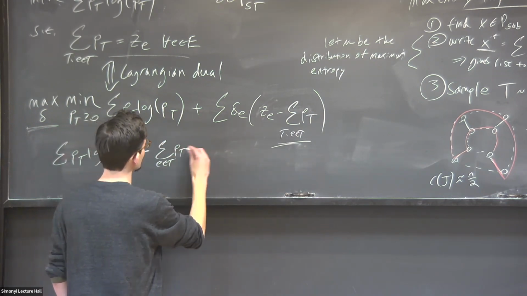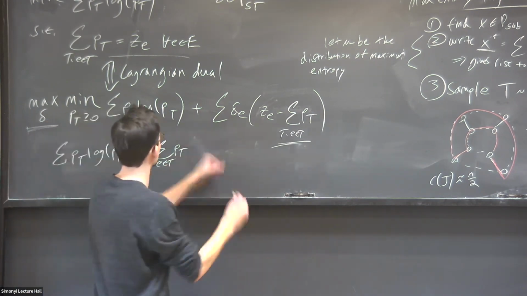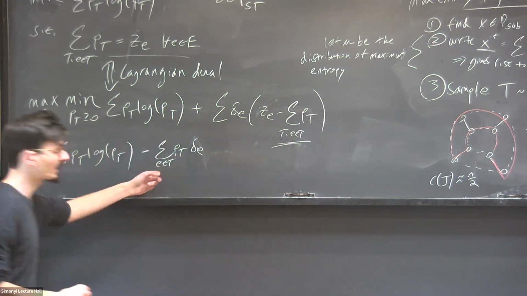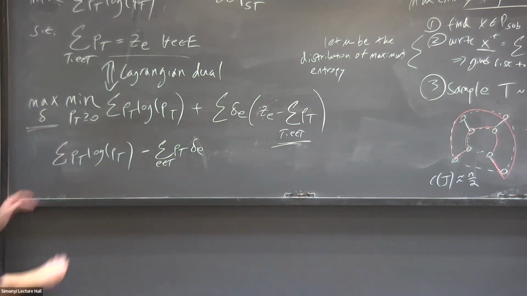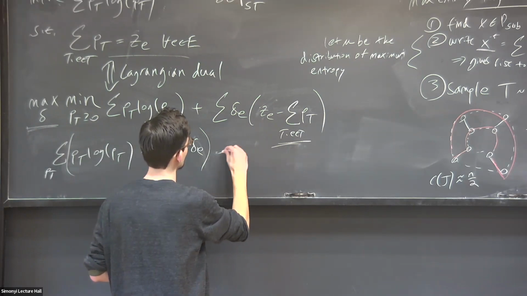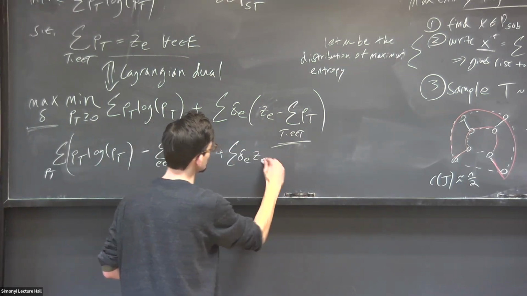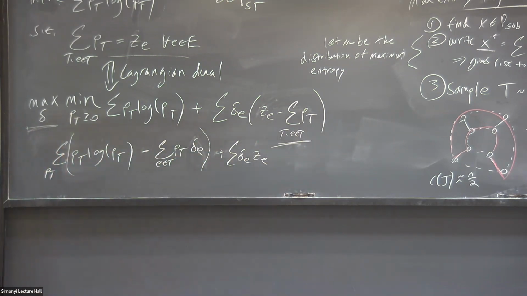I'm going to get a negative p_T z delta E for every edge in the tree, right? So this is sort of a contribution for each p_T independently. And then I'm going to get this extra term that doesn't really depend on anything I do. It's just delta E z, right?